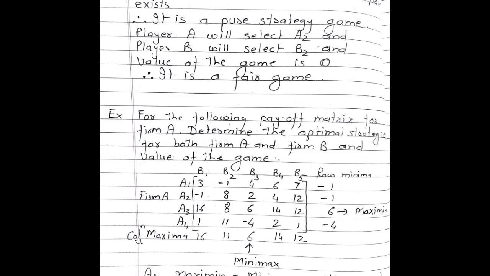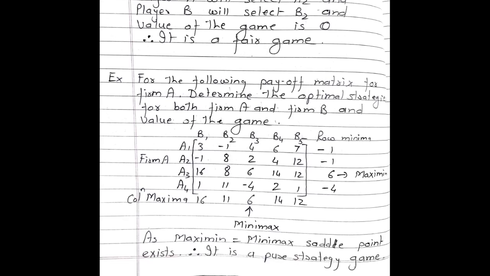Next step is to write column maxima at the bottom of the table. 3, minus 1, 16, 1. Maximum element is 16. So write down 16 here. Minus 1, 8, 8, 11. Maximum element is 11. 4, 2, 6, minus 4. Maximum element is 6. 6, 4, 14, 2. Maximum element is 14. 7, 12, 12, 1. Maximum element is 12. Now among these maximum elements, pick up the minimum element, put an arrow and call that minimum element as minimax.